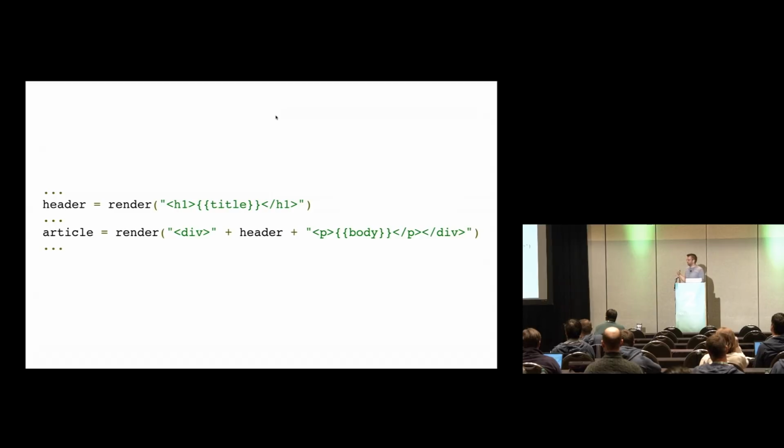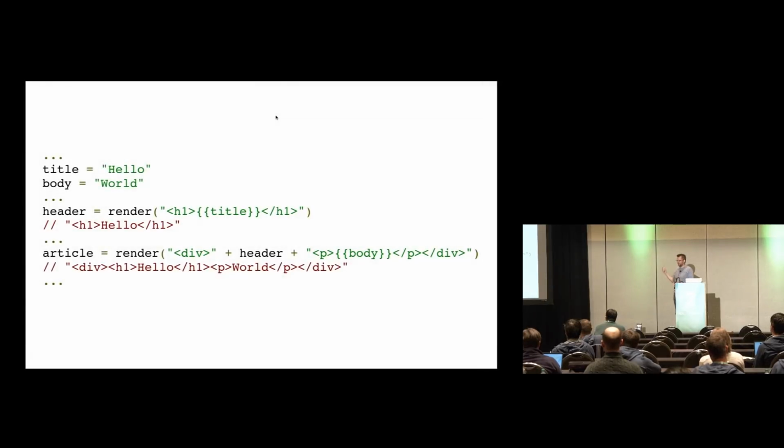And the thing is, as a developer, this works perfectly. So we have title is hello, and body is world. After rendering the first bit, it's going to be h1 hello h1, and then we put it in the second one, and we render that, and it's going to be hello world, just like we expected. But there's an issue here.